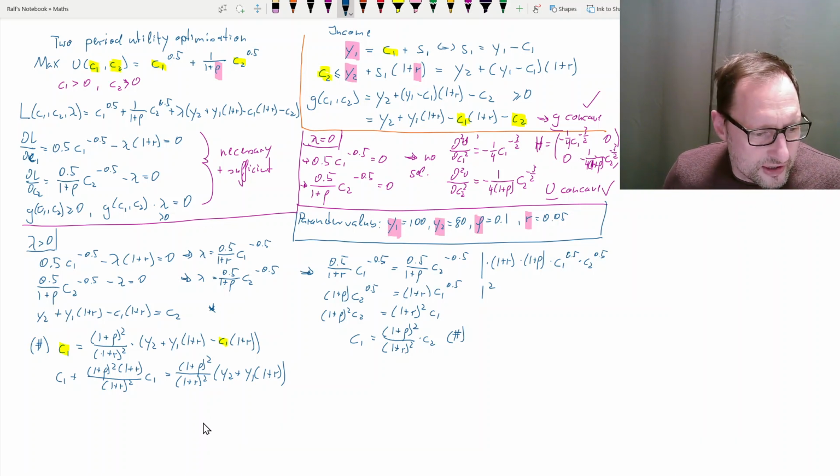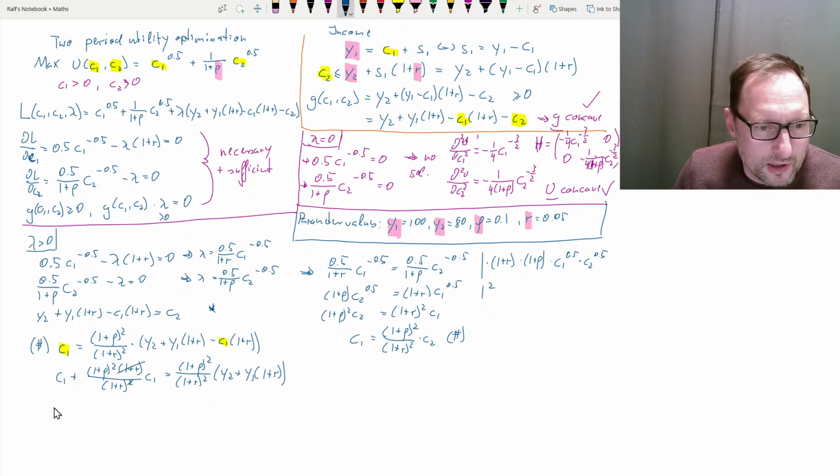And you can see that on the right hand side we can cancel that 1 plus r and this one out. So on the left hand side we basically get C1, we can factor out the C1, so that's 1 plus (1 plus rho) squared divided by (1 plus r).